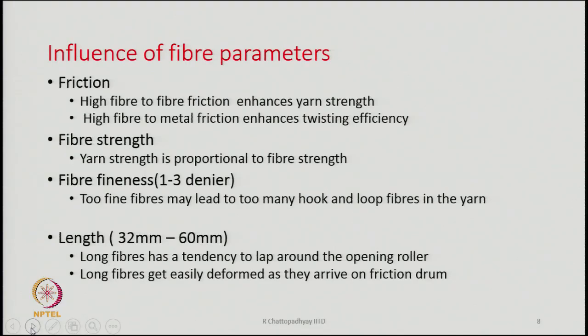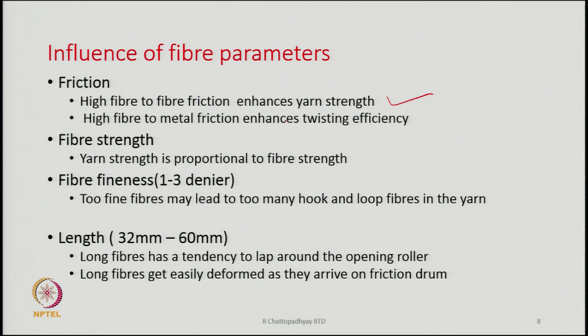Influence of process parameters. First of all, we will discuss friction. Generally, high fiber to fiber friction enhances yarn strength, especially this is true for DREF 2 yarn, and DREF 3 yarn also, because ultimately it is basically a structure where the core is practically twist free, we can say, and it is wrapped. So, ultimately if we can increase the friction between the fibers, it is going to resist the tensile deformations, and therefore there will be some strength enhancement.